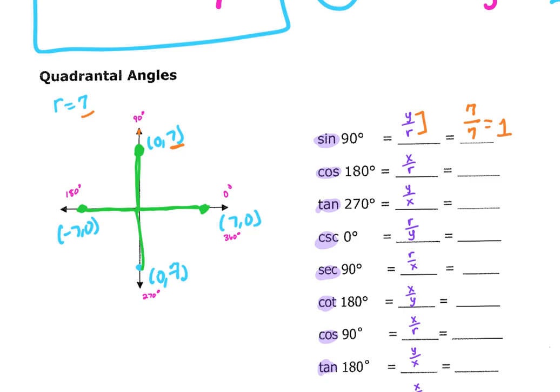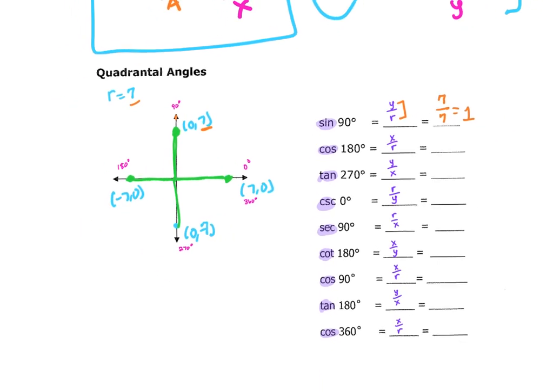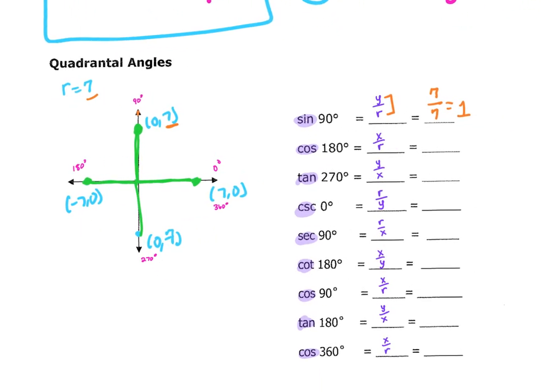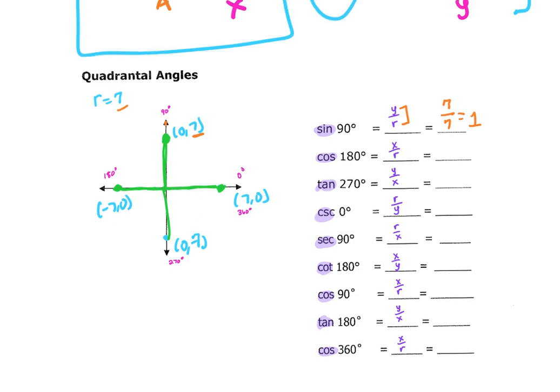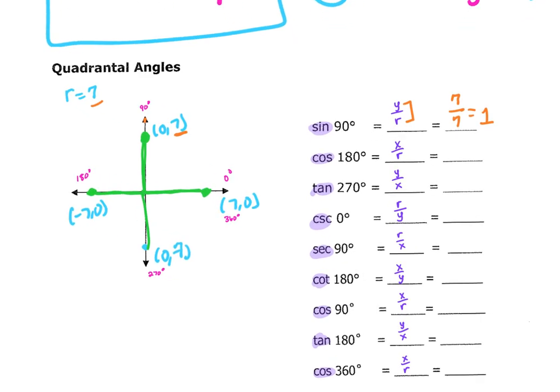Now what you're going to find is for quadrantal angles, these trig functions have some very specific values that you're going to notice. There's going to be some repetition, but it's just to help you see this is a special case. So the cosine of 180 degrees, that means we're going to go to 180 degrees at this particular coordinate point, and we want to look at the x value over the r. So we get -7 over 7, so -1.